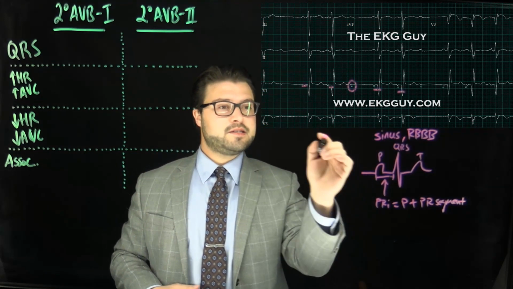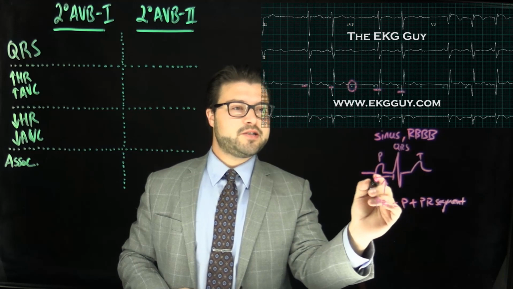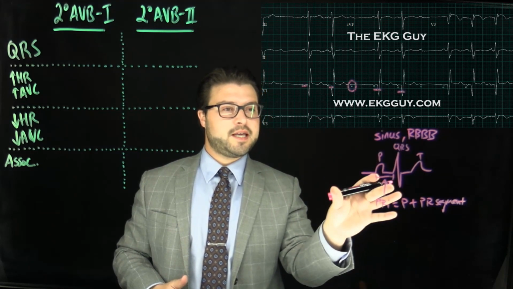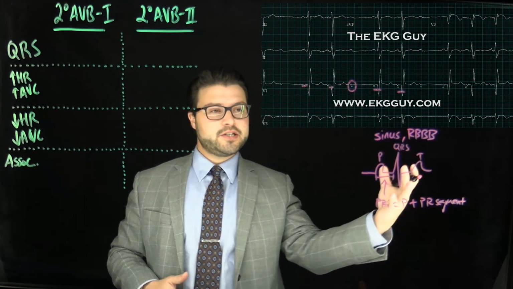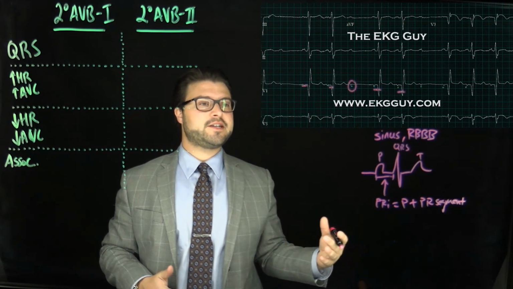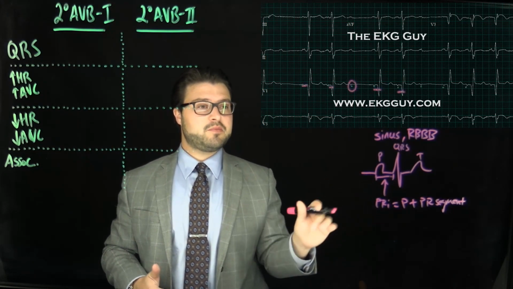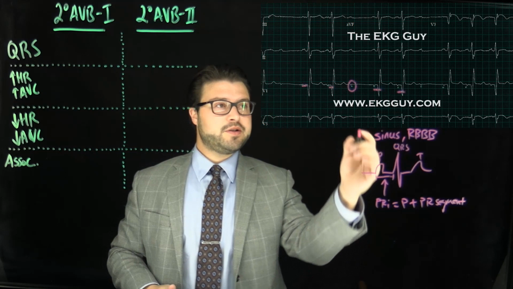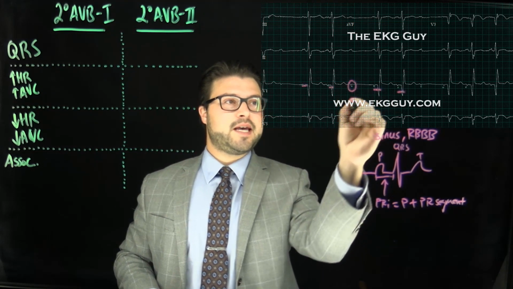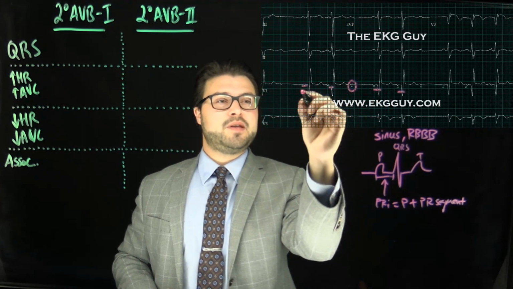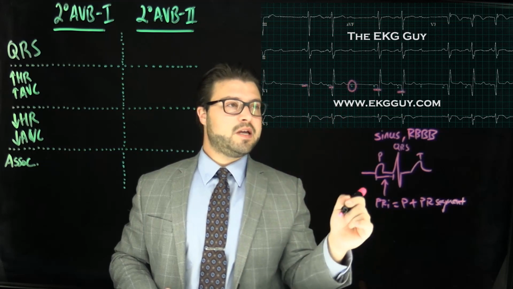Now, in this case, when we look at those PR intervals, we measure them, they're essentially all the same. So where their AV conduction actually exists, there's a normal PR interval. However, where you see those P waves, you simply have those dropped beats. So you have these PR intervals that are consistent, and then you have dropped beats.